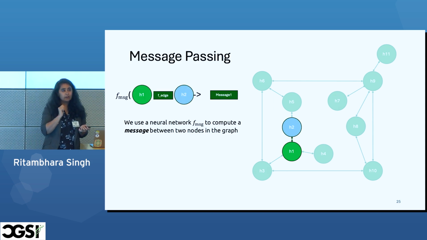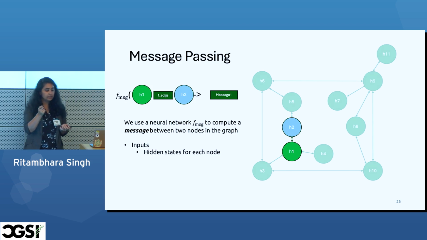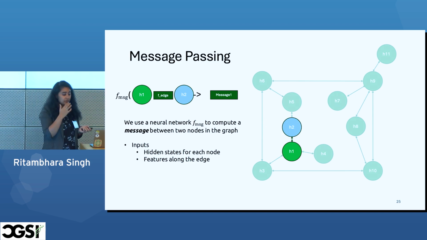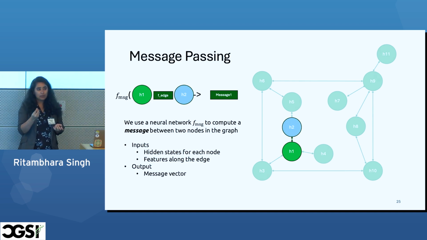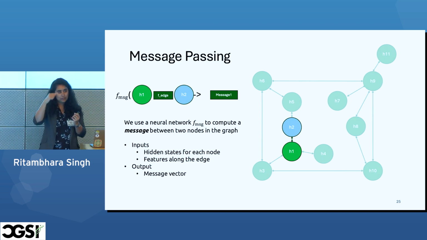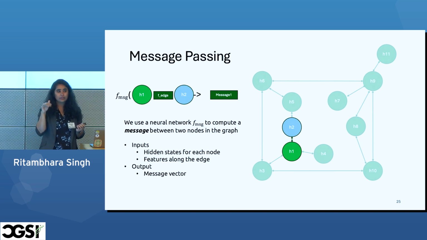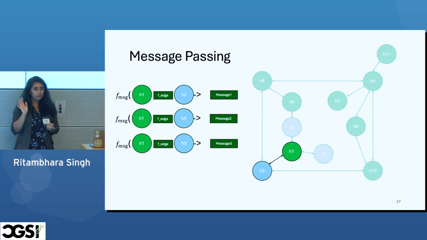And this is what that function would look like. The input into this function are basically the hidden states of each node. If there is any information along the edge, we might want to include that as well. And the output is basically a new representation, which is basically the messaging being passed between nodes. So here, this particular node H1, this node with the representation H1, has 3 neighbors. So I do it for neighbor number 1, neighbor number 2, neighbor number 3.